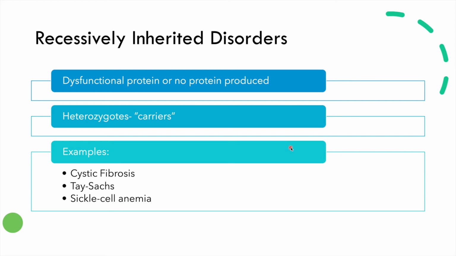Some recessively inherited disorders include cystic fibrosis, where chloride pumps in the plasma membrane become dysfunctional. Tay-Sachs disease, where brain cells in babies are not able to break down lipids due to dysfunctional enzymes, so lipid builds up in the brain. And also sickle cell anemia, which we have talked about previously, where one substitution known as a point mutation leads to the production of abnormal red blood cells.